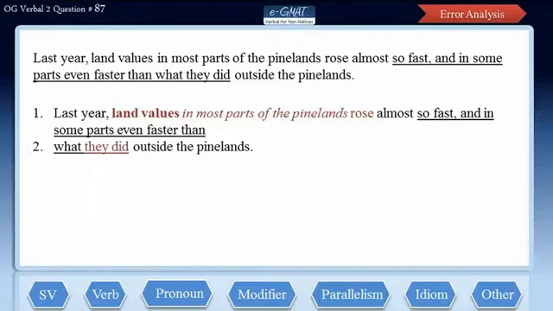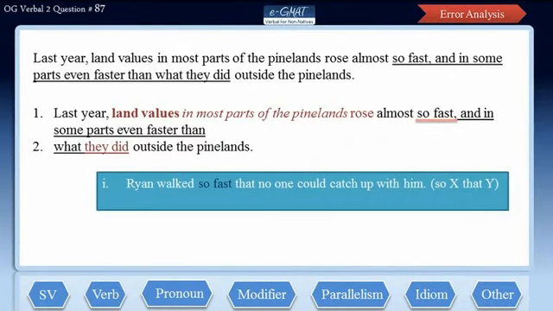Now, the phrase so fast can be used as follows. Ryan walked so fast that no one could catch up with him. Here, an idiom is in use that reads as so X that Y. In this sentence, that idiom is so fast that Y. Also, this phrase can be used in a sentence such as the economy is surely growing but not so fast.